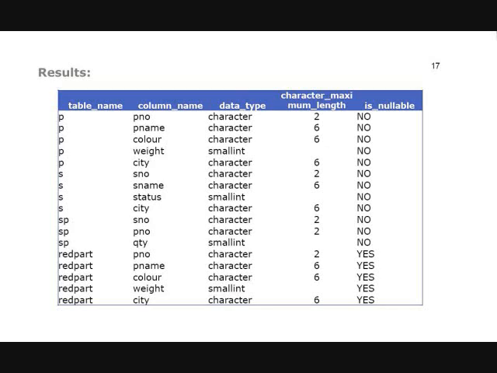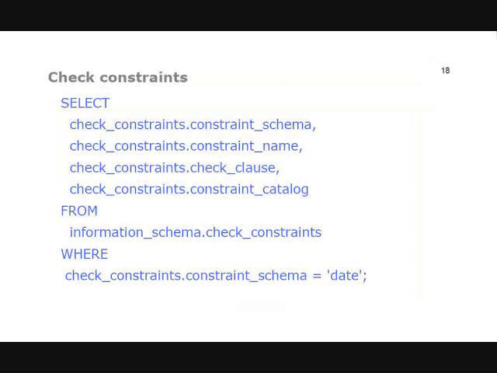So that was the result of the query that you just saw. Let's say that I also want to look at the check constraints. By the same principle, I could access metadata on the check constraints. So in this case, I want to select, for example, check_constraints.constraint_schema, the name, the check clause, and the catalog from the table that holds information on the check constraints, which is the check constraints table, and I want to do it again only for the date schema.